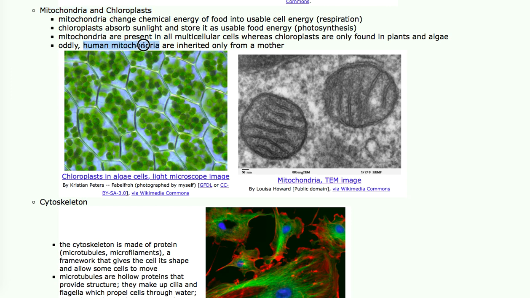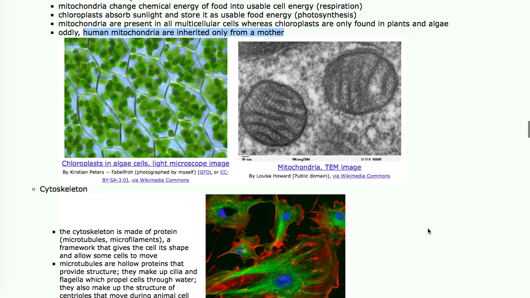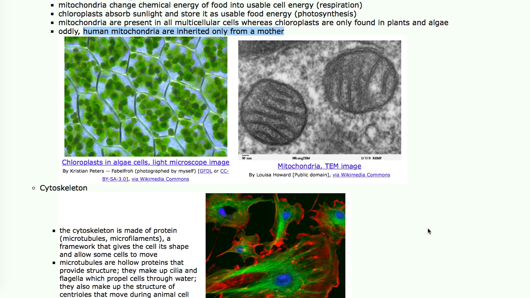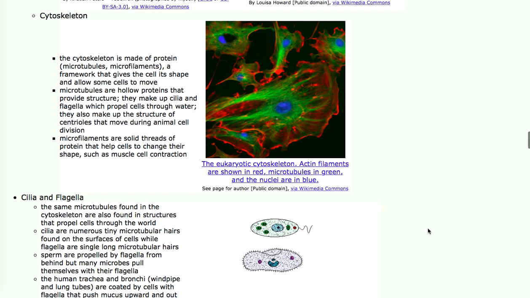I should mention, mitochondria actually have DNA in them, and so do chloroplasts. And you can actually do genetic lineage studies on mitochondrial DNA. And oddly, mitochondria are only inherited from mothers, not fathers. And so it's easier to trace mitochondrial DNA through family lines than it is nuclear DNA. But we'll talk about that at a later time.